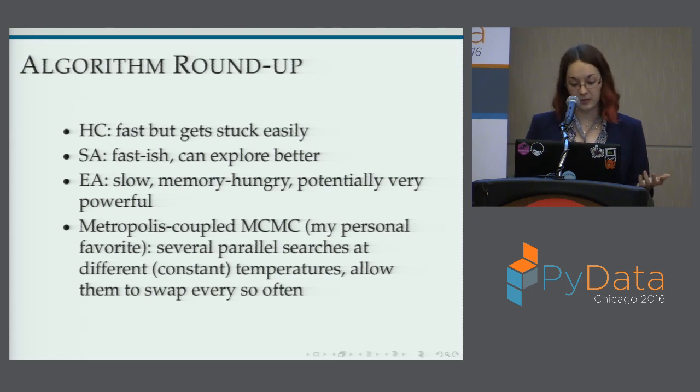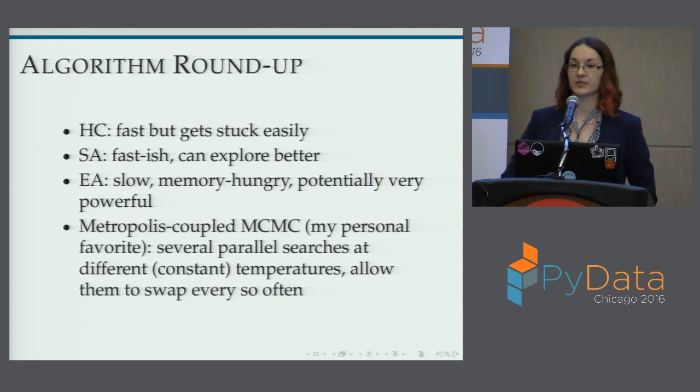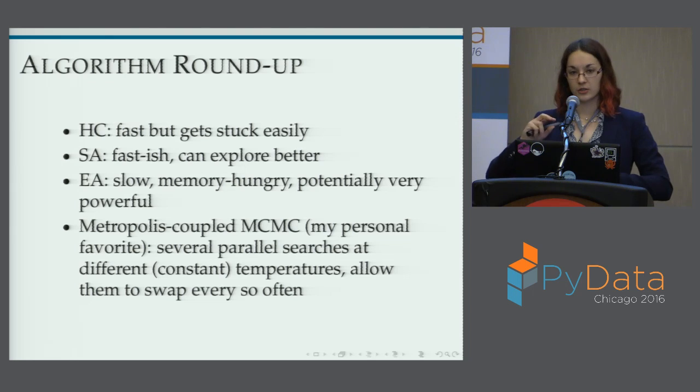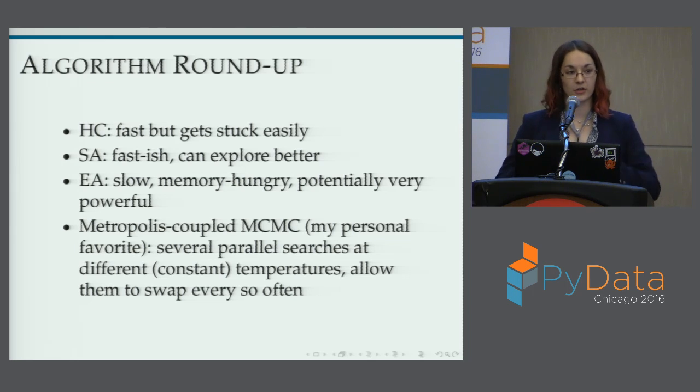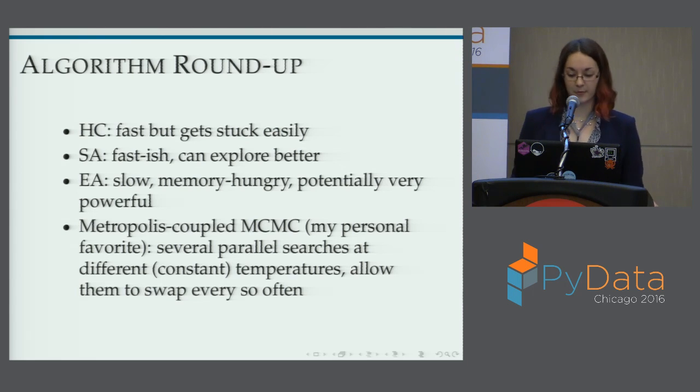In MC cubed, you're running several parallel searches at different constant temperatures. You have some chains running at very hot temperatures and some at cold temperatures. Every so often, you give them the chance to swap around. If the chain running at a hotter temperature finds something promising, then you cool it off and let it exploit that region more. This is really cool, and it often works really well, but there are some complications with implementing it.